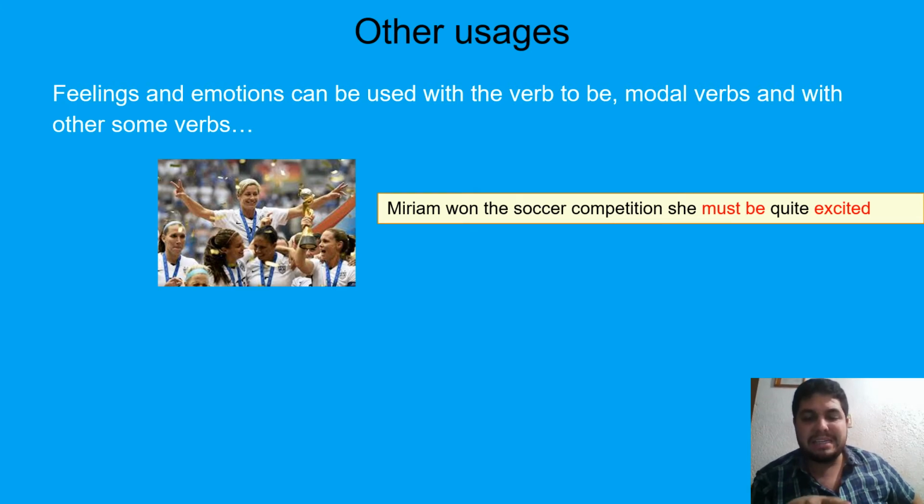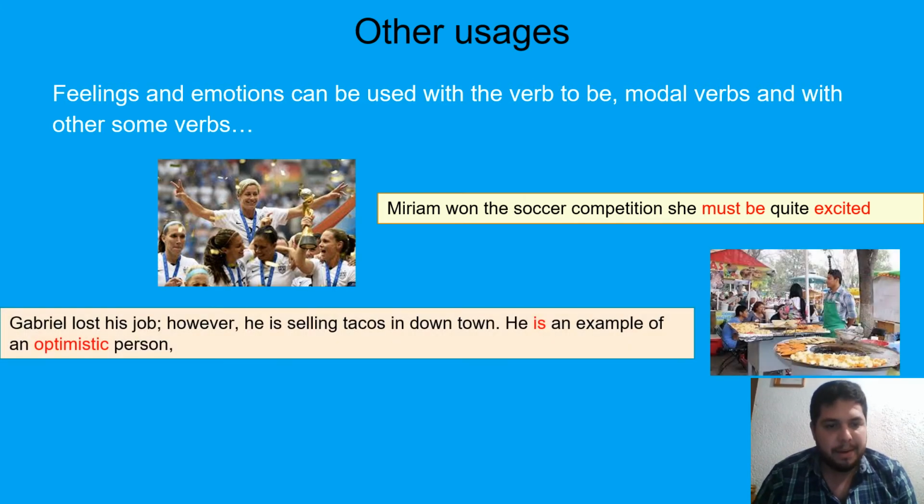If we analyze this example, if this lady won the soccer competition, obviously she has an emotion, a positive emotion. So we can say that she must be quite excited because she already won the competition. As you can see here, we are combining a modal verb, in this case must, with the verb be in the base form, which is be, and we just complement with the adjective, in this case excited. Let's see the next one.